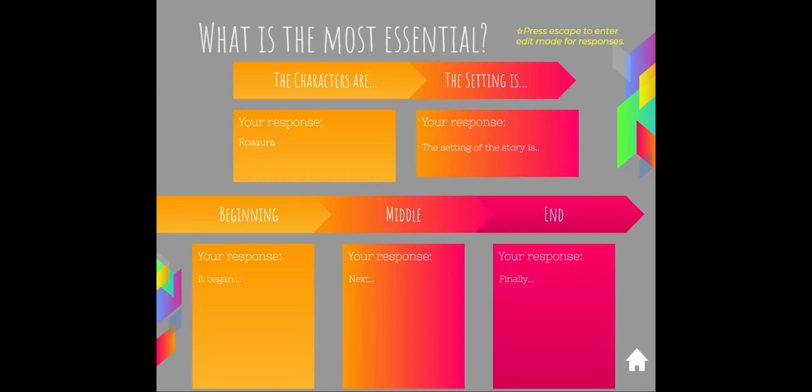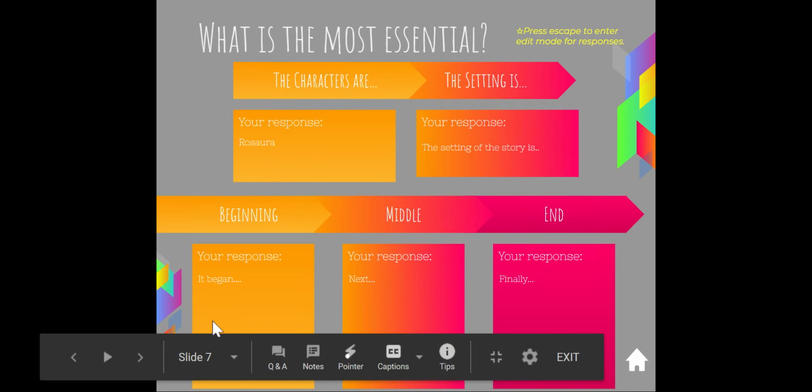So this is what are the most essential. The characters are your response. The setting is your response. The setting of the story is beginning, middle, and end. What happens in the beginning? This happens. In the middle, next. What happened in the middle? At the end, what was the conclusion? How did it end? What happened at the finish, or before it finished?